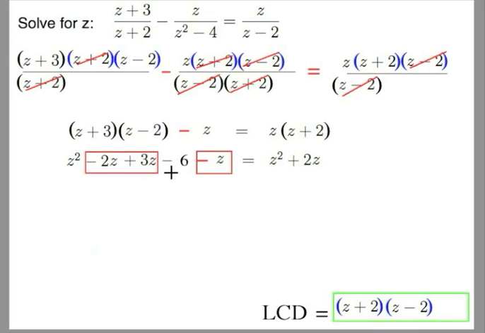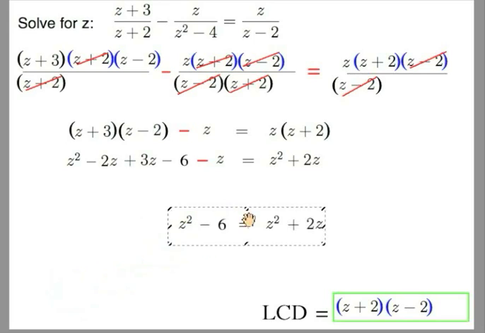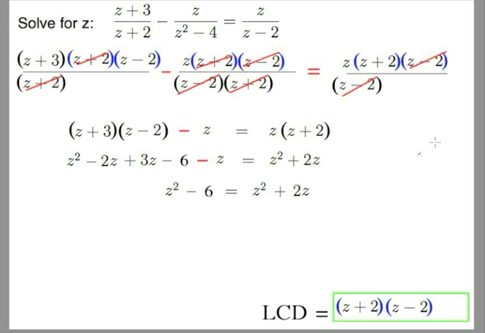And so on the left-hand side, I'm simply going to have z squared minus 6. And that is, in fact, my next look-see. And now something nice happens here, and that is that we can subtract z squared from both sides. And so in effect, we're subtracting z squared from both sides. We end up with this: 2z is equal to negative 6.